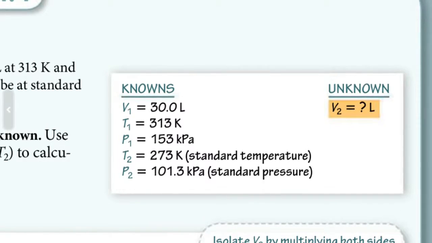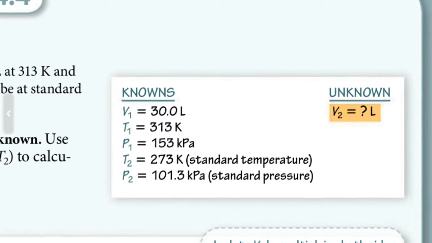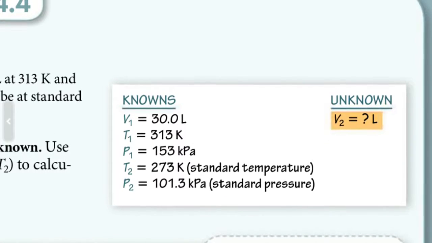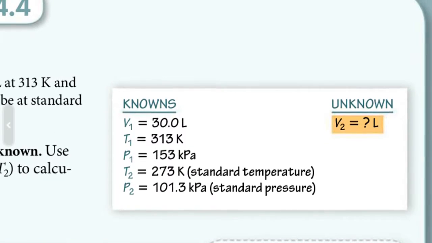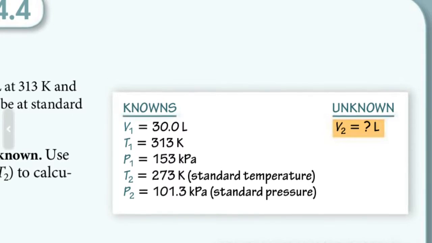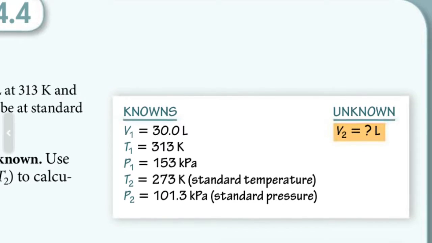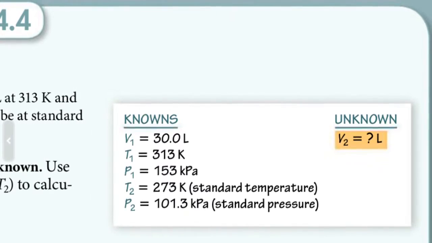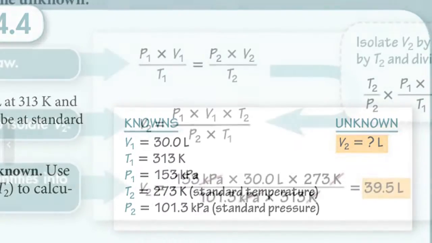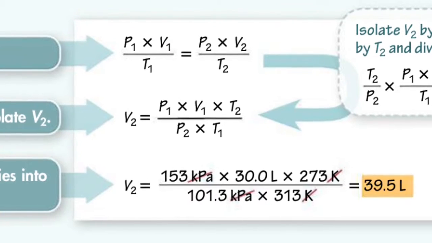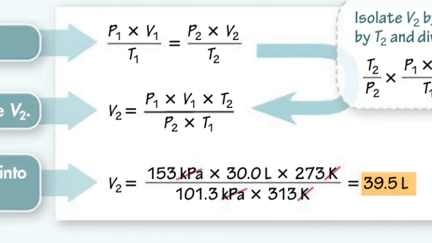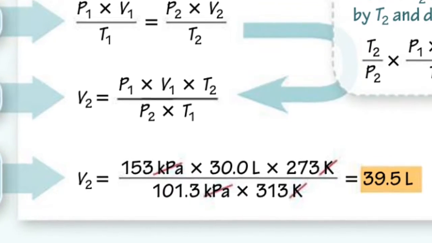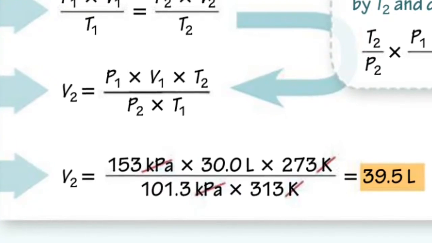We know that V1 equals 30 liters, T1 equals 313 Kelvin, P1 equals 153 kilopascals, T2 equals 273 Kelvin, P2 equals 101.3 kilopascals, and we don't know V2, which is what we were trying to find. The last step is to cancel out the units and do the actual math. This comes out to 39.5 liters, which is exactly what the answer is.